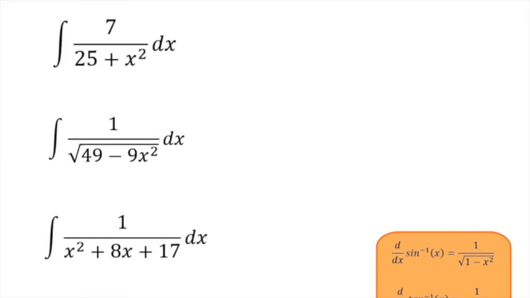What you're looking for when you start to get to this point in your integration techniques is things where all the other techniques have failed. For example, this first one up here, we've talked about substitution a lot. If I made u, which is almost always the denominator, 25 plus x squared, then the derivative would be 2x. I'd need an x, and I don't have one. So straight substitution will not work.